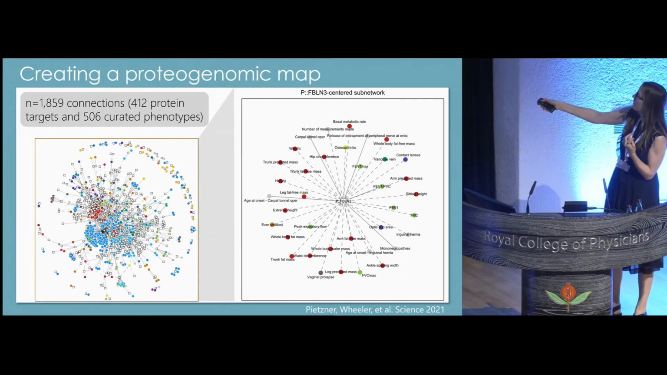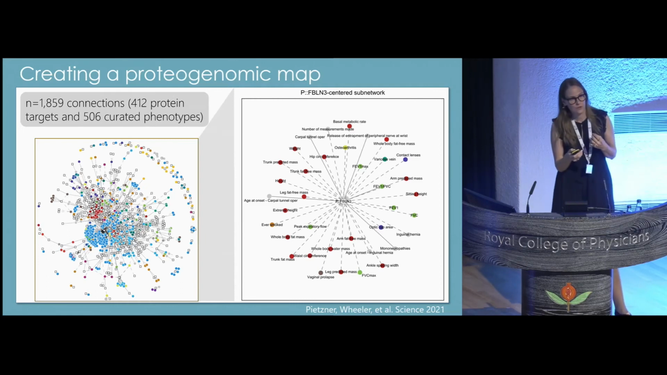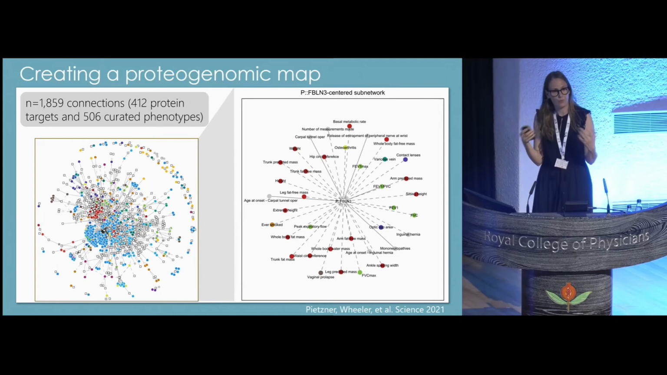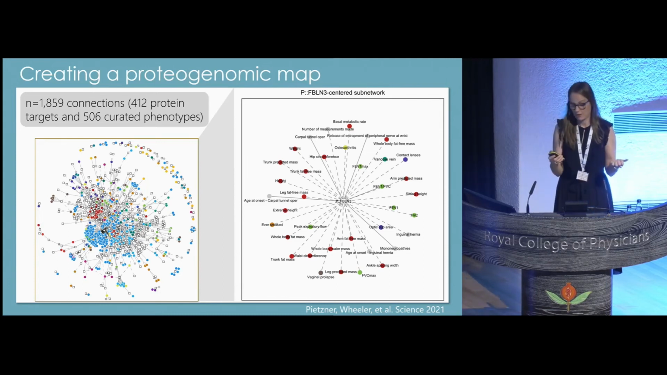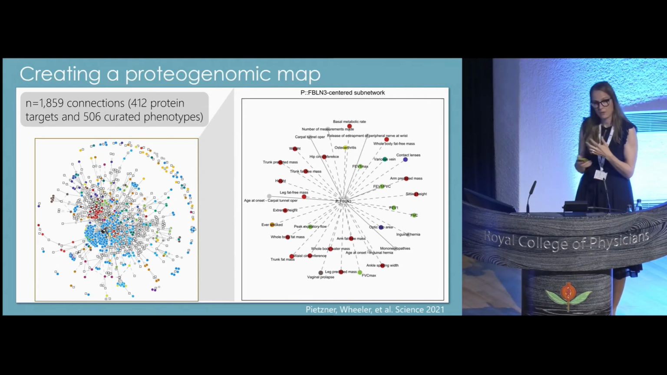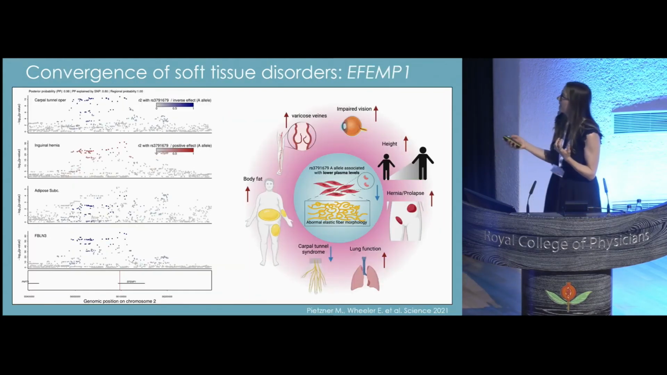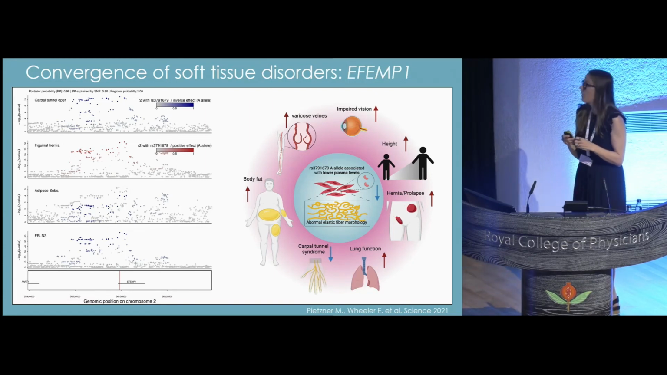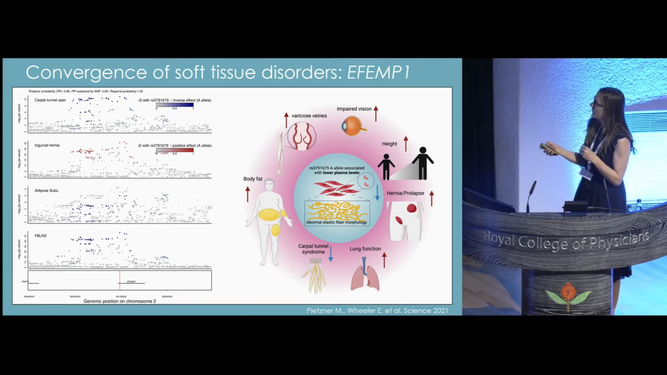So here's this one protein associated with 37 different conditions, all soft and connective tissue conditions or anthropometric traits like fat content and height. So that was quite intriguing. And if you look here now, this is an extracellular matrix glycoprotein that's encoded by this gene, FMP1.